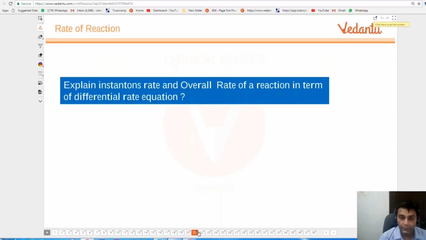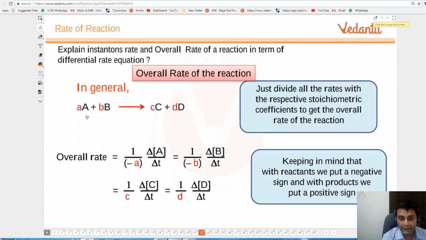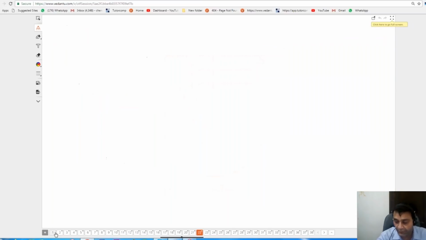Right. Now, in terms of the differential rate equation, it will be good if I show it on a plain sheet. That will be much better. When I write myself, that will be more clear.